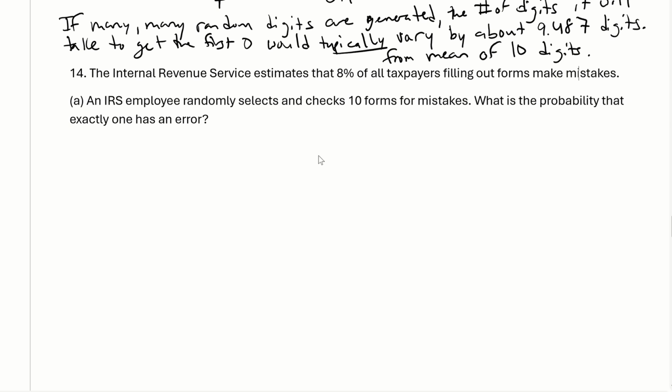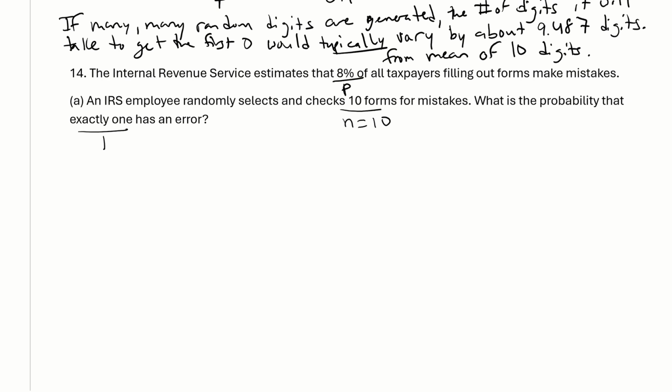So number 14, the IRS estimates that 8% of all taxpayers filling out forms make mistakes. An IRS employee randomly selects, okay, so we have probability of success there, which means that they make mistakes. Randomly selects and checks 10 forms for mistakes. What is the probability that exactly one has an error?